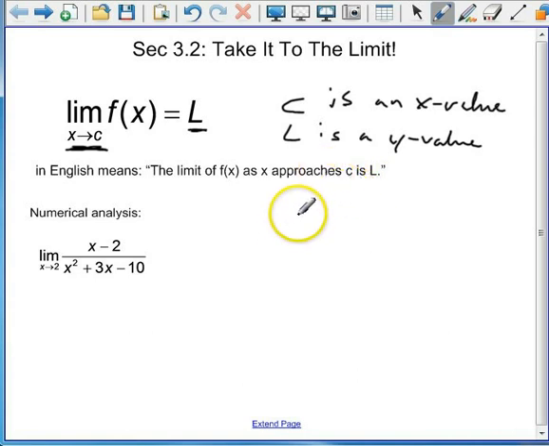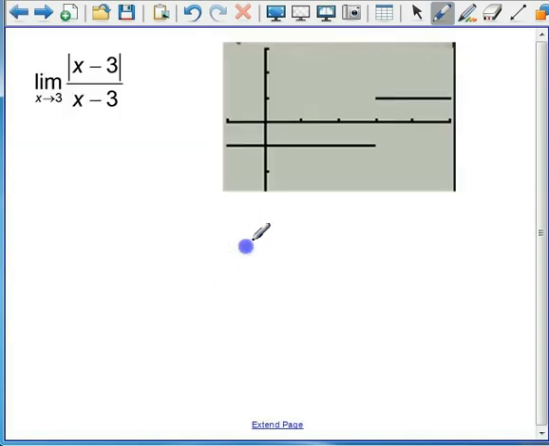Now, in this section, we've got two ways of analyzing limits. The first way is numerical analysis. And so we're going to take the limit of this rational function as x approaches 2. So you may be asking yourself, well, why don't we just stick 2 in? Okay, let's try that. We'll get 2.